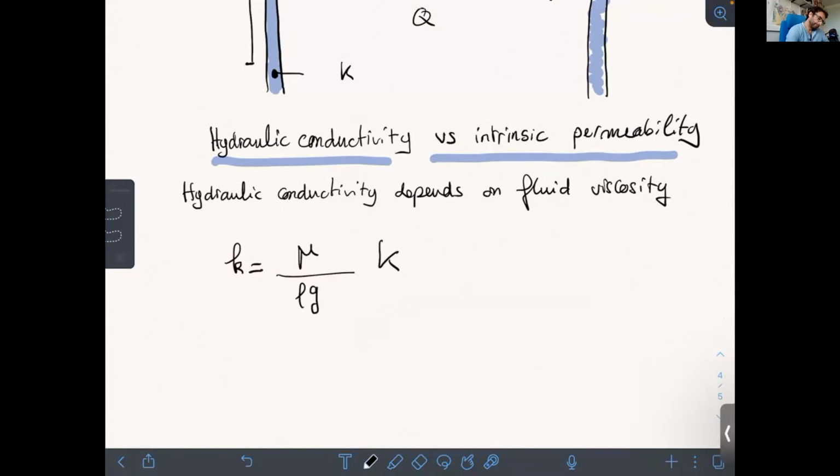So it means that the hydraulic conductivity is equal to the intrinsic permeability times rho g divided by viscosity. So indeed, if I increase viscosity, I reduce the hydraulic conductivity. Okay.